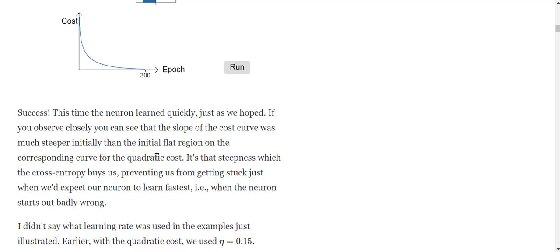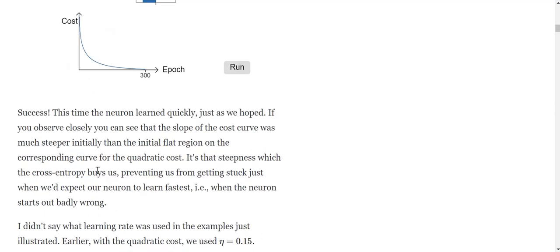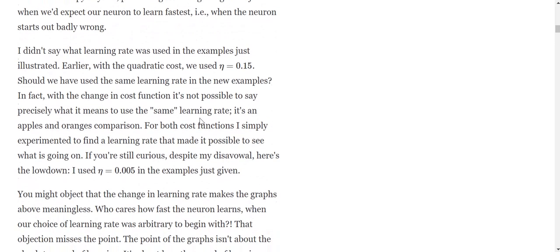It's that steepness which the cross entropy buys us, preventing us from getting stuck just when we'd expect a neuron to learn fastest. That is when the neuron starts out badly wrong. What they're trying to say here is this slope has a very steep slope compared to here, right? So this is why we brought in the whole cross entropy deal. This prevents us from getting stuck when we expect a neuron to learn fastest. When the neuron's output is far away from the desired value, we want it to learn quickly. We want it to quickly come to the correct value, and cross entropy allows us to do that.